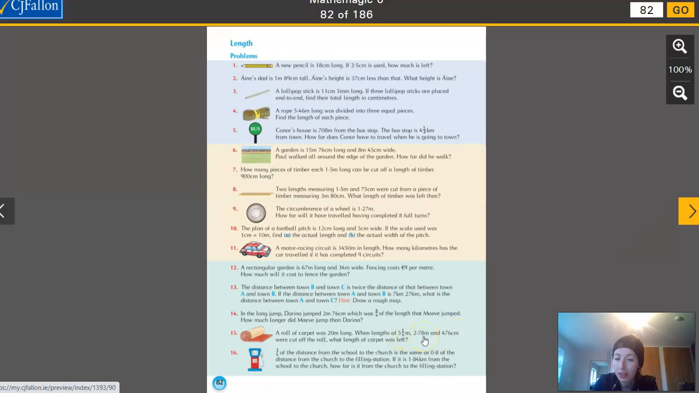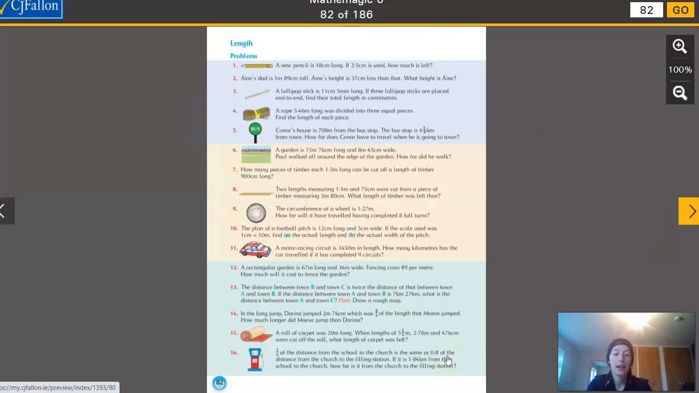So either convert them all into centimeters, or convert them all into meters, whatever you want to do, just because it's going to be too complicated otherwise to try and add them up and take them away. Other than that, I think the rest are okay.